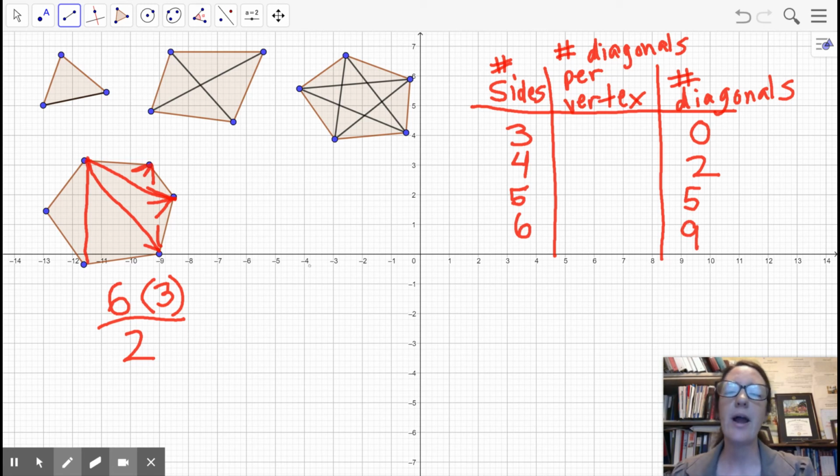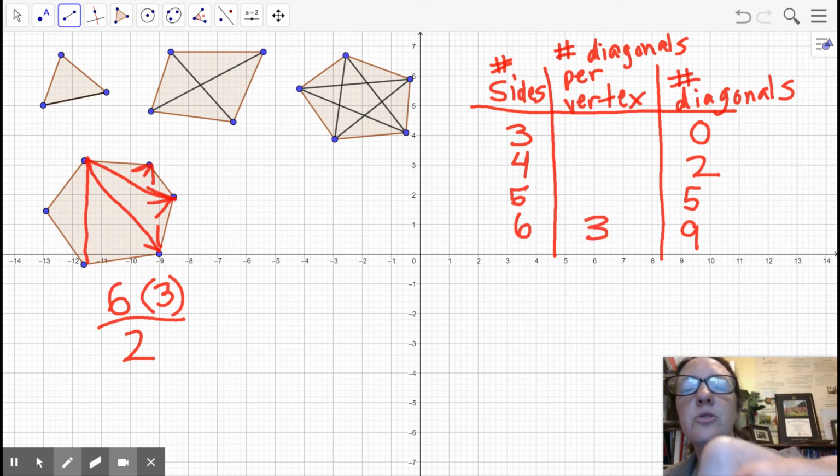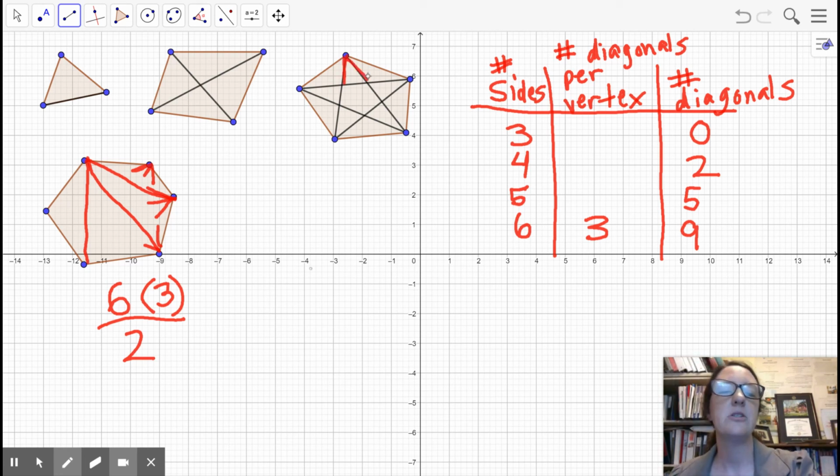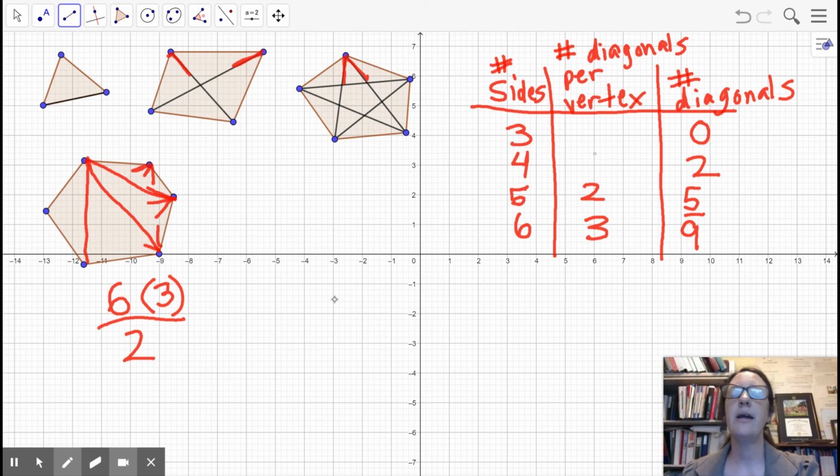And we can keep track of that now by looking at the number of diagonals per vertex. So for the hexagon, there were 3 diagonals per vertex. Back here at the pentagon, there were 2 diagonals for each vertex. 5 times 2 is 10, but then cut that in half and you get your 5. That's right here. For the quadrilateral, there was only 1 diagonal per vertex. And for the triangle, there were 0 diagonals per vertex. So you can see the pattern.